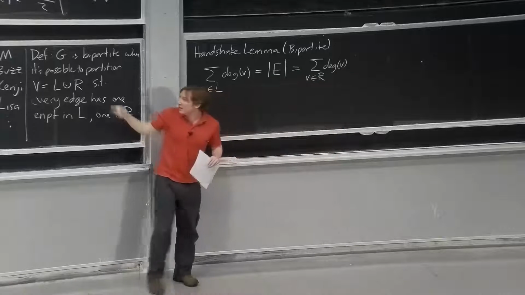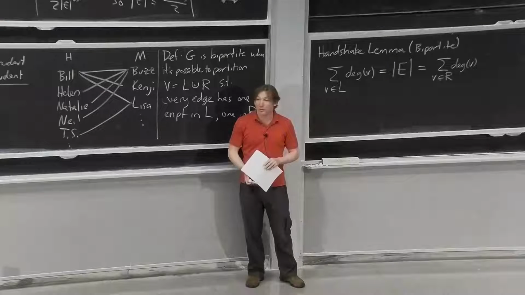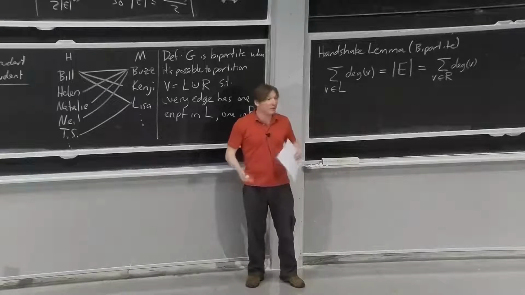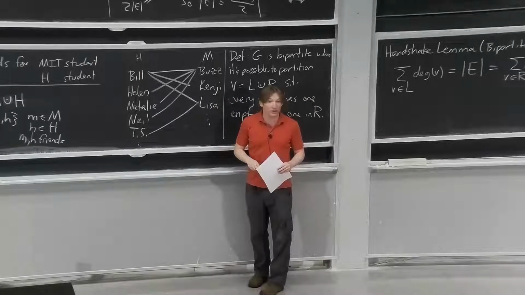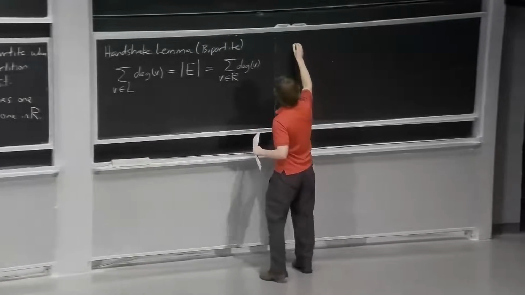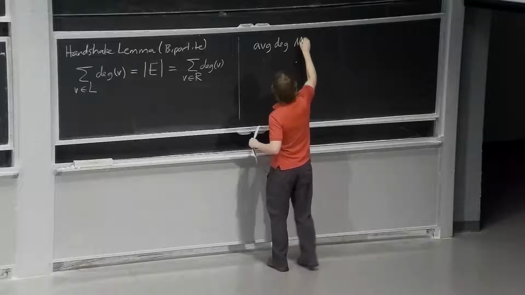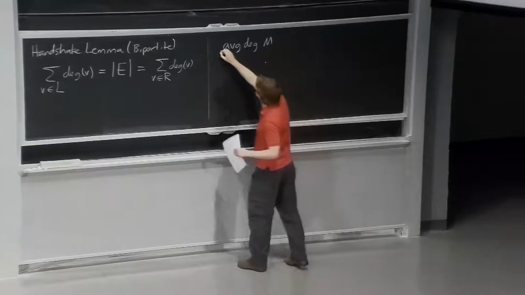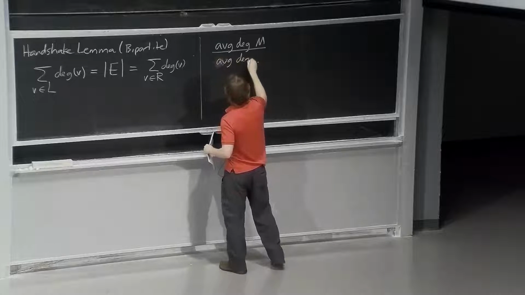So all the degrees on the left add to the number of edges. All the degrees on the right add to the number of edges. But remember, we are interested in the averages, the average degree on the left versus the average degree on the right. All right? So we've got, let's say, the average degree on the MIT side divided by the average degree on the Harvard side.